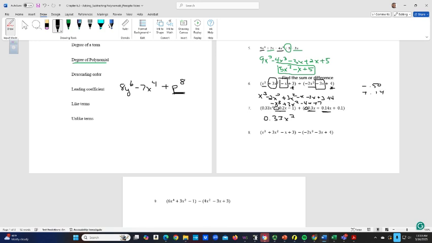So when my signs are opposite, I just subtract and take the sign of the biggest number, right? So this would be negative 0.36x. I'm about to write a z when it's an x.